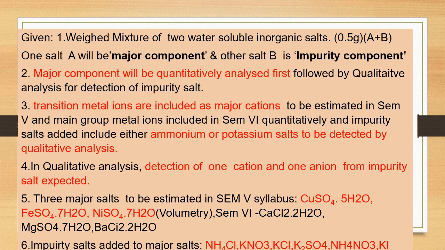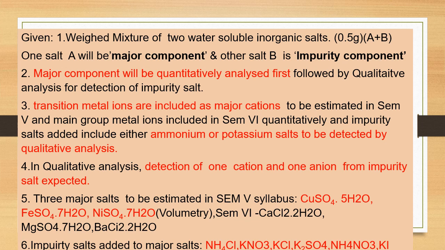say A and B. A will be the major component and A will be known to the students. At the time of the exam, the examiner will tell the students what is the major salt or the major component. But salt B, that is the impurity salt, will not be disclosed to the students. So the impurity component is not told, but students are aware which salt is the major component.